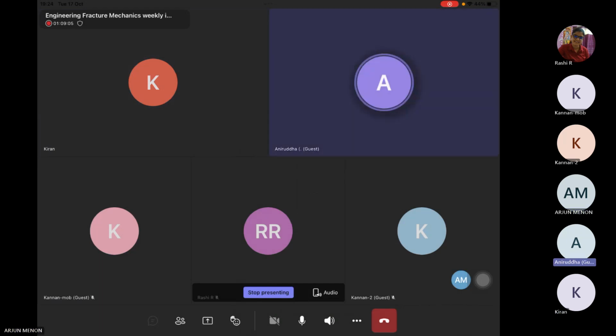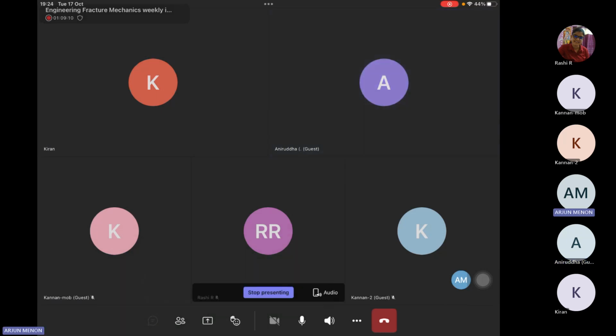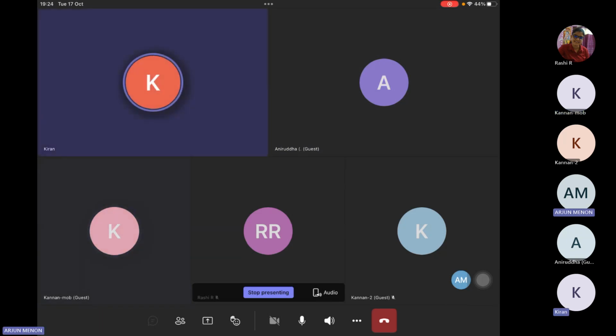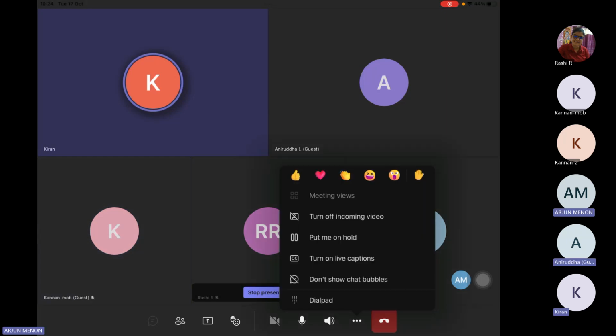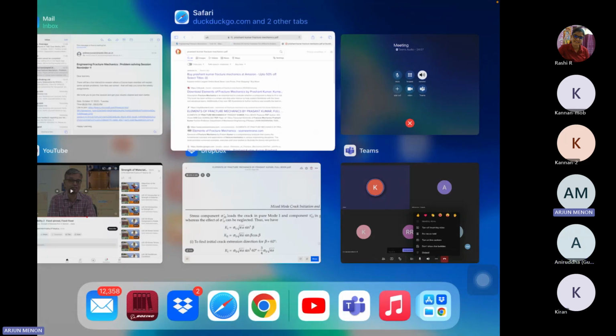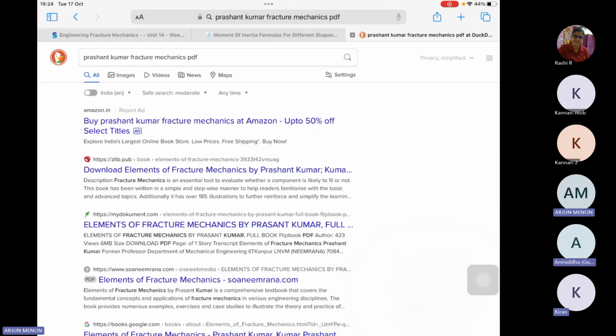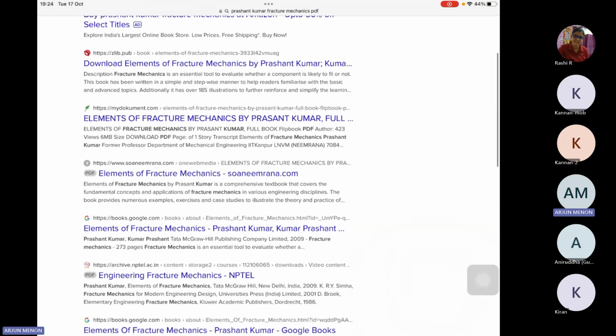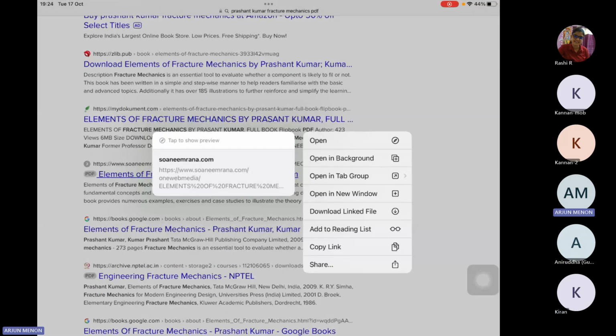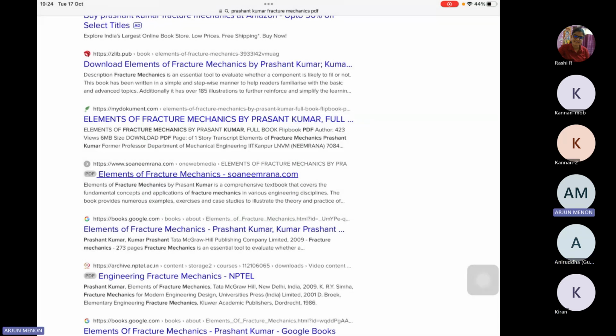Or else, I think Kannan needs that book. Yeah, Kiran, if you can just paste it in the chat. No, actually, I am not able to do anything. That's the problem. I have that book readily available. So, you can just search in the search bar like this. Prashant Kumar Fracture Mechanics PDF, and choose this link. Som Rana, something like that. Yeah, this is directly a PDF. You can download it as it is.